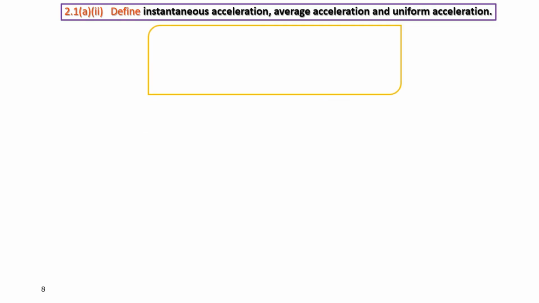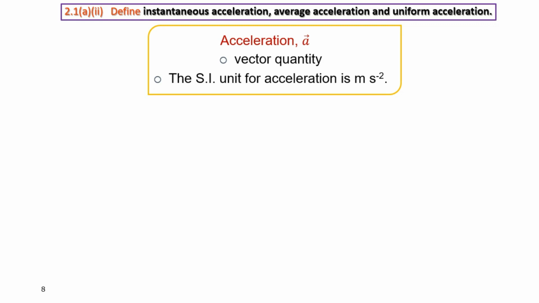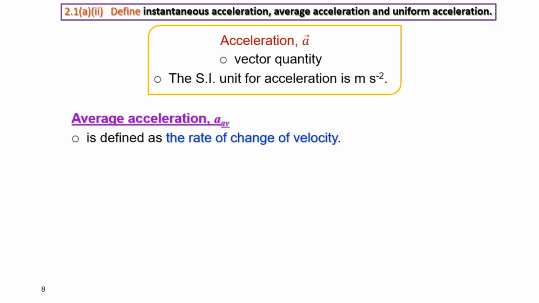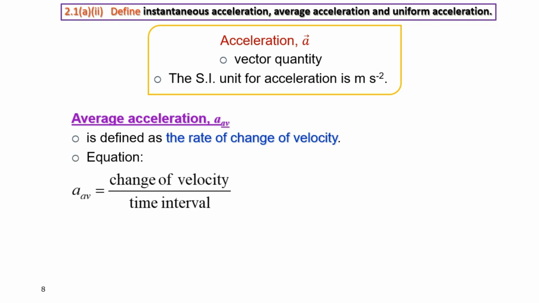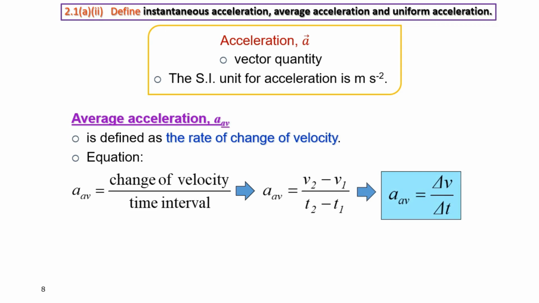The next learning outcome is define instantaneous acceleration, average acceleration, and uniform acceleration. Acceleration is a vector quantity and the unit of acceleration is meter per second squared. Now we continue with the average acceleration. Average acceleration is defined as the rate of change of velocity. The equation of the average acceleration is the change of velocity over time interval, or a equals v2 minus v1 over t2 minus t1, or average acceleration equals delta v over delta t.